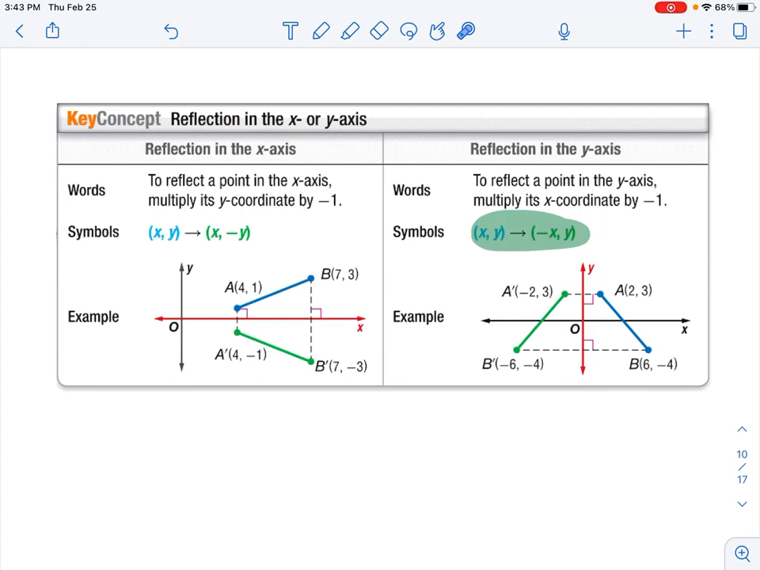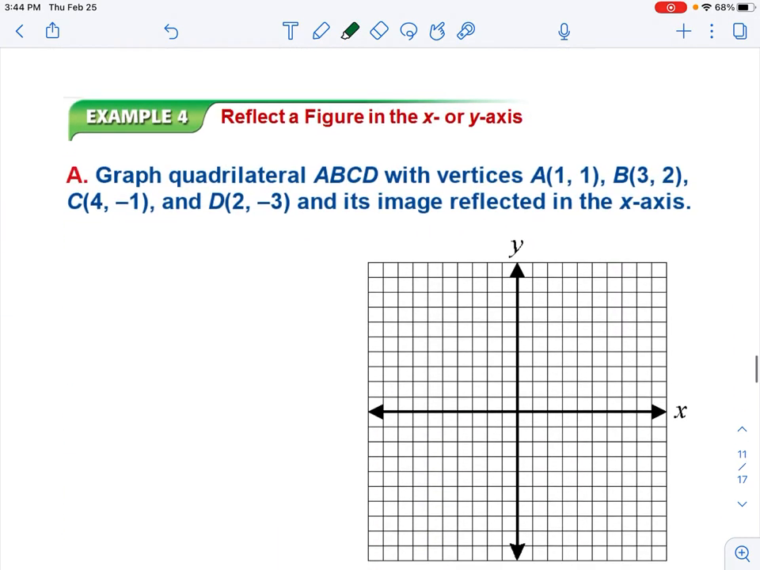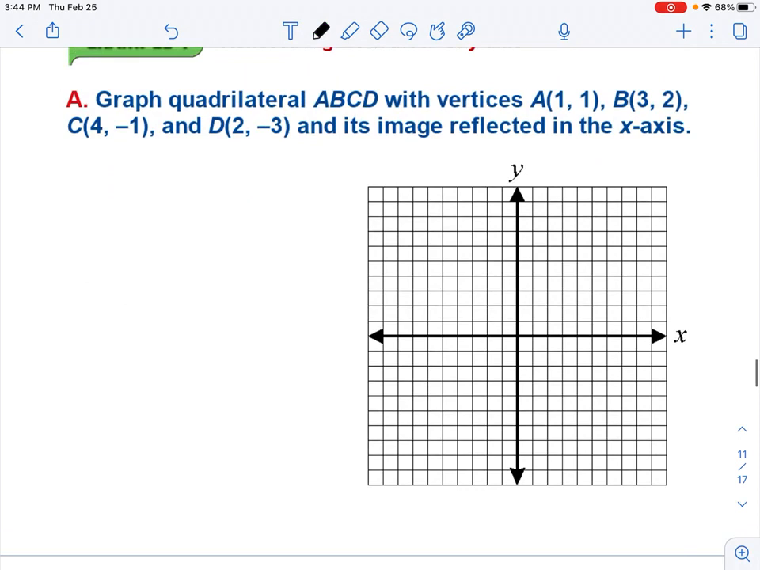The signs switch. Similar thing happens when we are reflecting in the y-axis, except this time the x's change signs and the y's stay the same. So you can use these as a reference, okay? So we have new points for a quadrilateral. We're going to plot these. So A is 1, 1. B is 3, 2. C is 4, -1. And D is 2, -3.